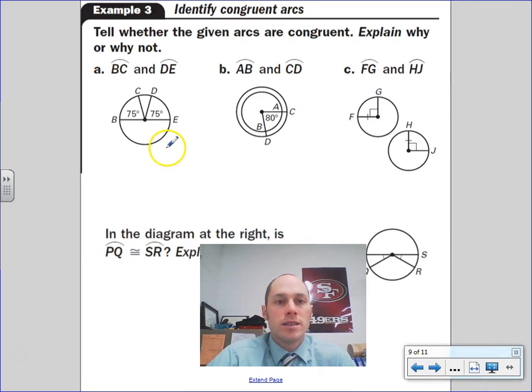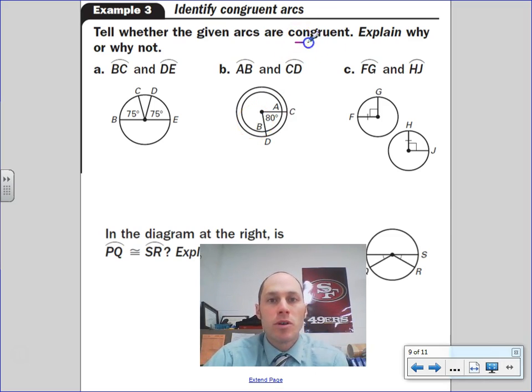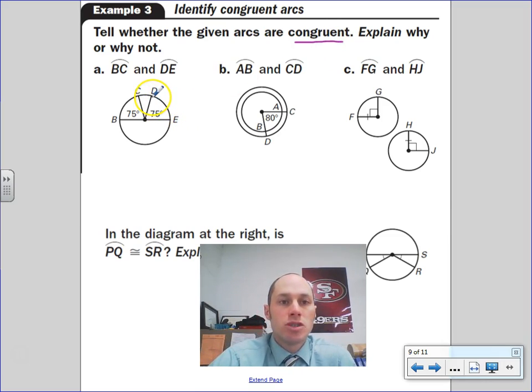Next we're going to take a look at whether arcs are congruent. We know the term congruent means same shape, same size. So do the arcs have the same shape and the same size? Do they have the same measure? Are they in congruent circles? BC and DE have the same measure since the central angles are both 75 degrees.